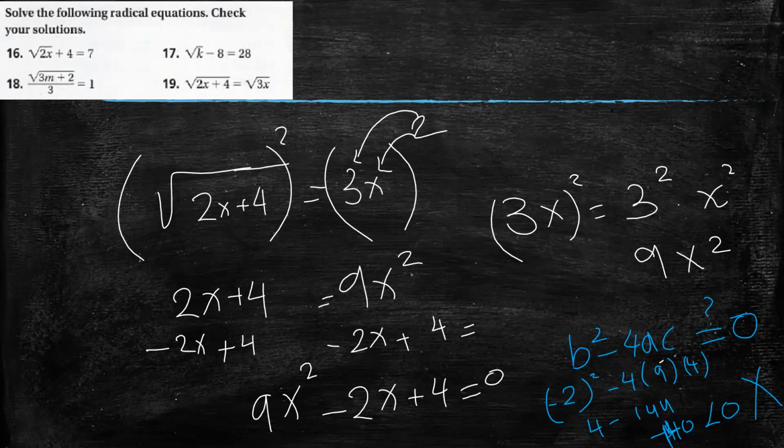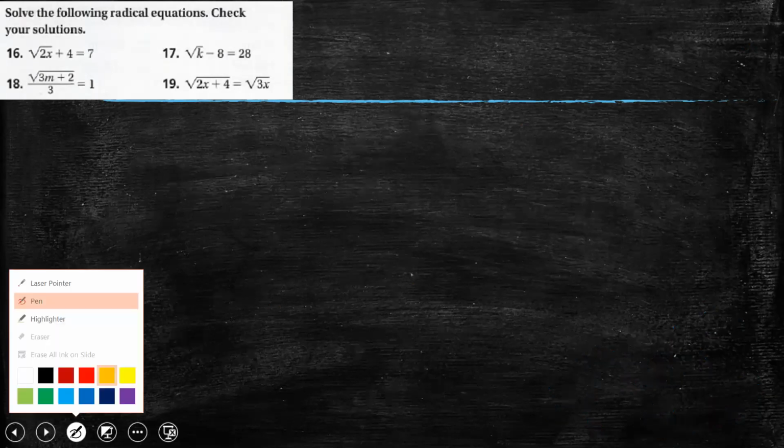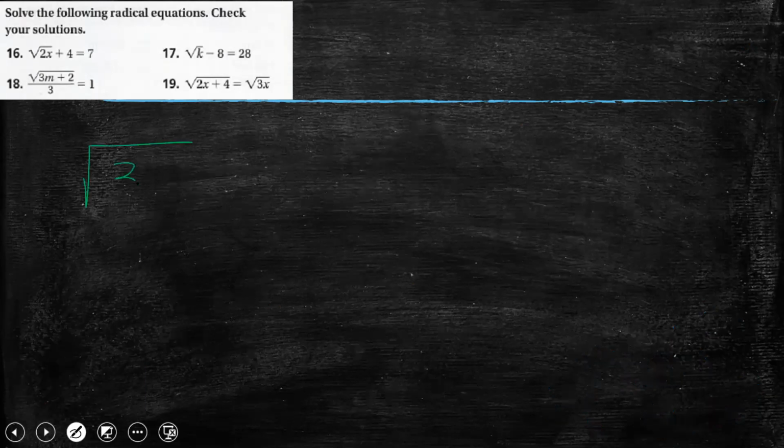Teacher, I have a question. Yes, Nada. Teacher, in number 18, I didn't understand the first step we did. In number 18 here, you have a square root of (3m plus 2) over 3 equals 1. Now I want to solve it.